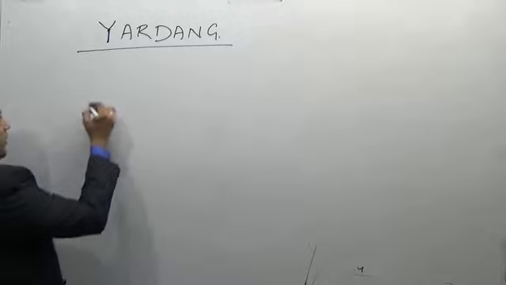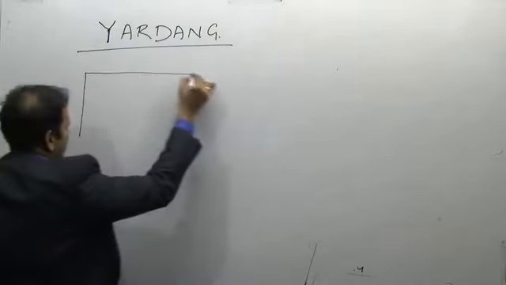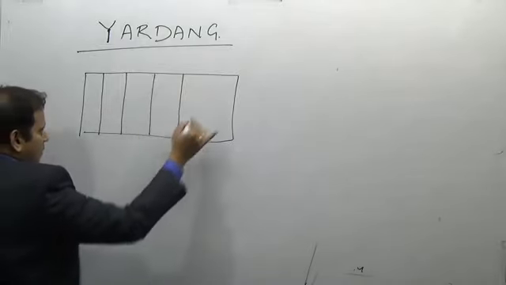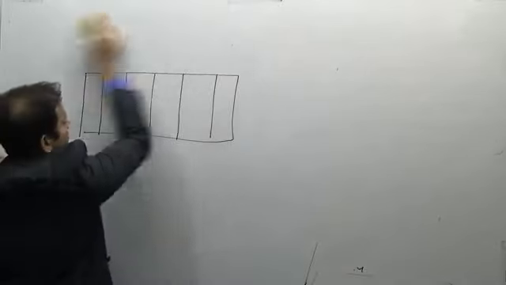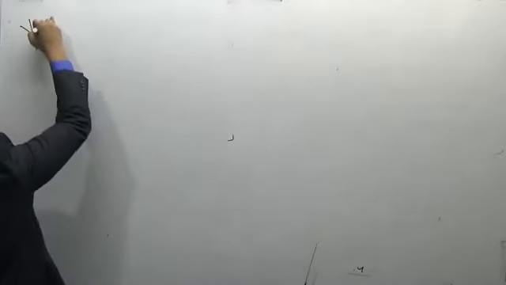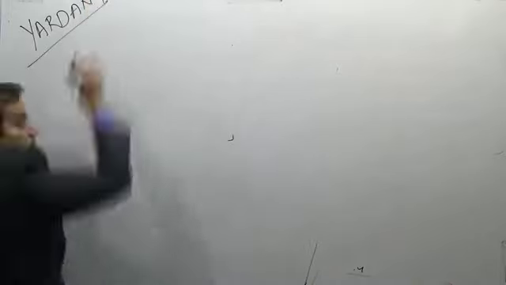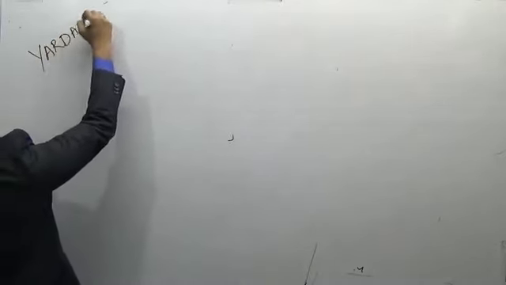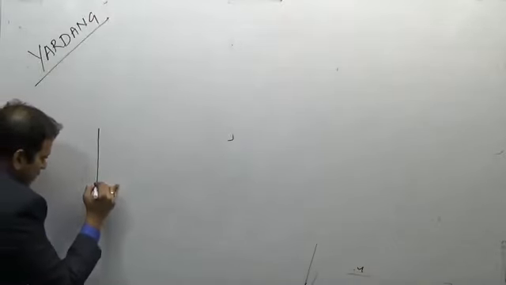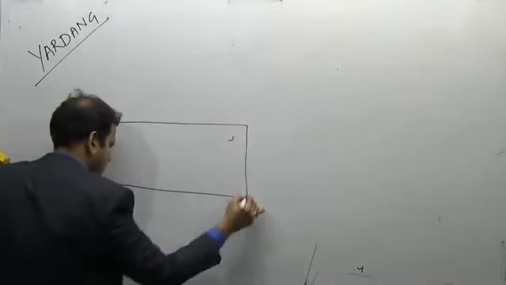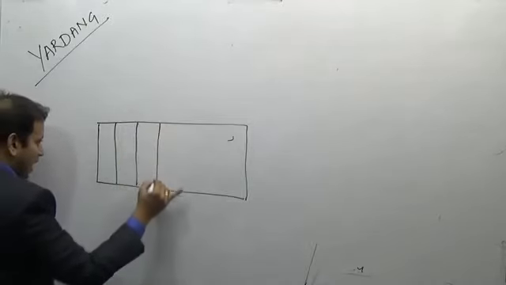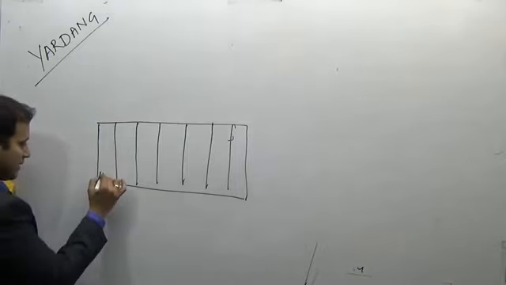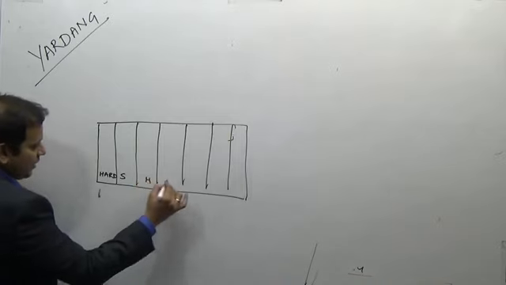Now look here how it will look. In the yardang, there is an alternate arrangement of layers of hard rocks and soft rocks. Again hard rock, soft rock, hard rock. I'll draw it a little bit lower. In this, there is an alternate arrangement of layers of hard rock, soft rock, hard rock, soft rock. This is a hard rock, this is a soft rock.